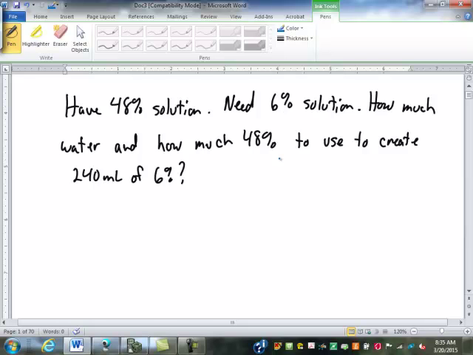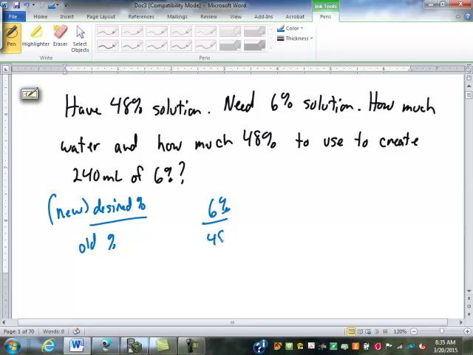This doesn't look like it, but this is, again, just a dilution problem. First, we have the desired concentration, or the desired percent, compared to, sometimes put it, the new percent to the old percent, the old concentration. So in this case, that would be 6% to 48%, which will reduce to a 1 in 8 dilution. Now again, in that dilution, the 1 there represents the serum or the concentrate. That's the 48%. The 8 represents the total.